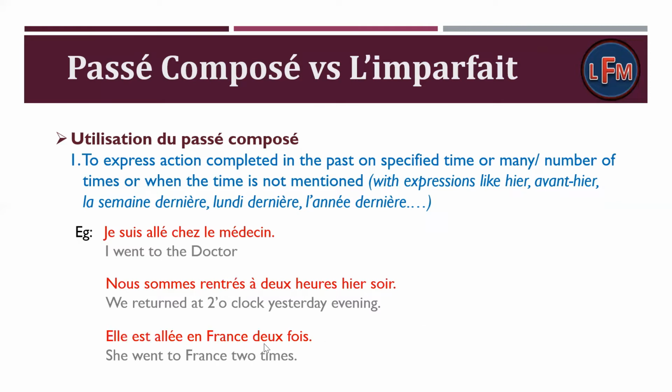Elle est allée en France 2 fois. She went to France 2 times. It is used to express an action completed in the past, many or a number of times. So she went to France 2 times. So in all the cases, we use Passé Composé.